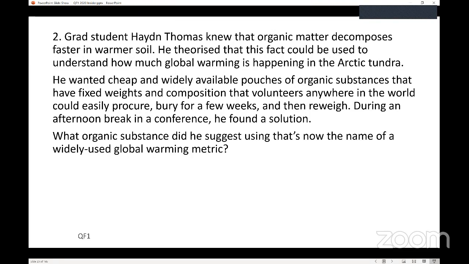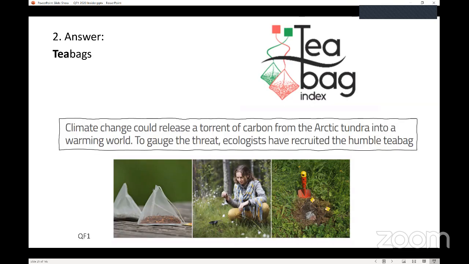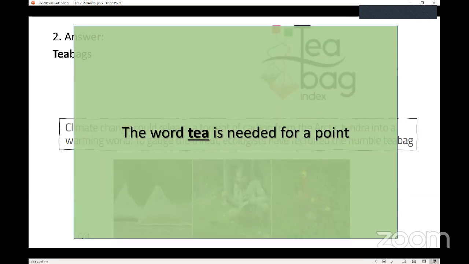So this is the tea bag. That's right. The tea bags is right. This is the tea bag index. So you take tea bags, immerse it, and then see how much weight it has lost. So if it loses more weight, that means that place is warmer, and hence you can use that for global warming over a period of time. So if you've written the word tea anywhere in your answer, you get points. Okay. I don't think there's any other alternate that can fit you points. So if the word tea is there, then you get points.